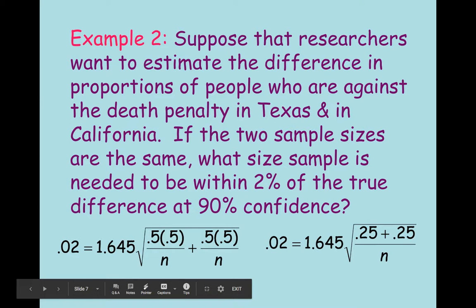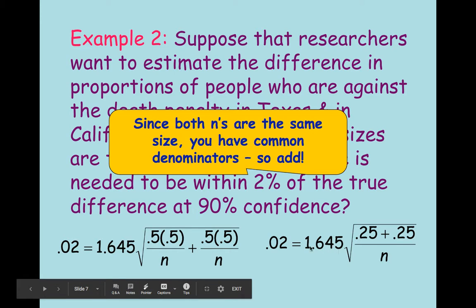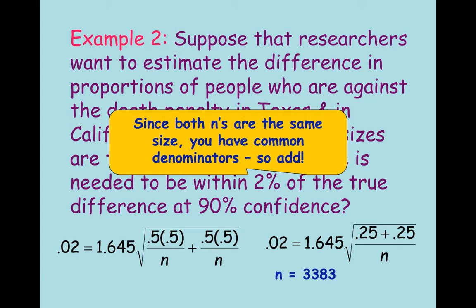And so as we're going through this, we don't know the proportion. We're not given the proportion, so we use that safe 0.5 proportion. It does say the two sample sizes are the same, which means I can just add them together. And then when I solve this, I would divide by 1.6 square, and then I can cross multiply to get 3383. Okay.